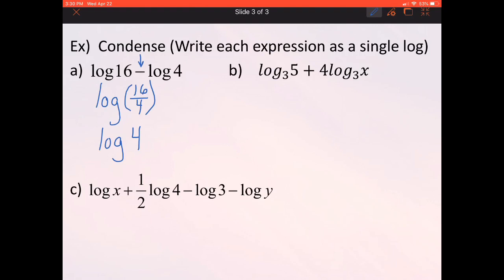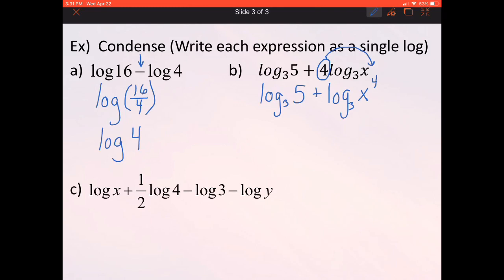So eventually I know I'm going to put those logs together and I'm going to multiply them, right? That's what the product property was. However, I can't do that until I get rid of any numbers in front. So this 4 that's in front of this log, remember the number in front? That's what the exponent used to be. So I have to fix that first. So I have log base 3 of 5 plus log base 3 of x to the 4th.